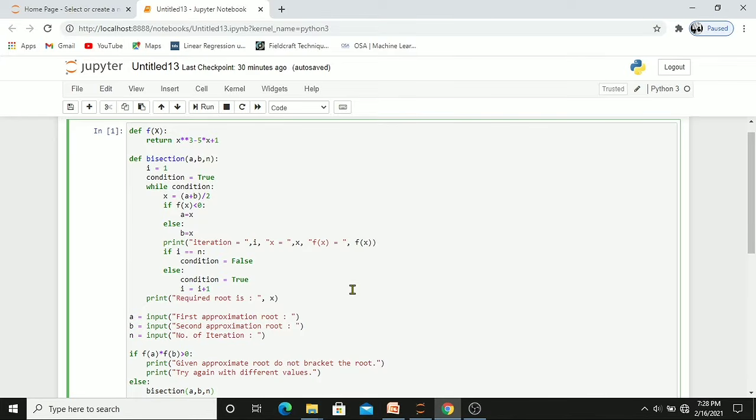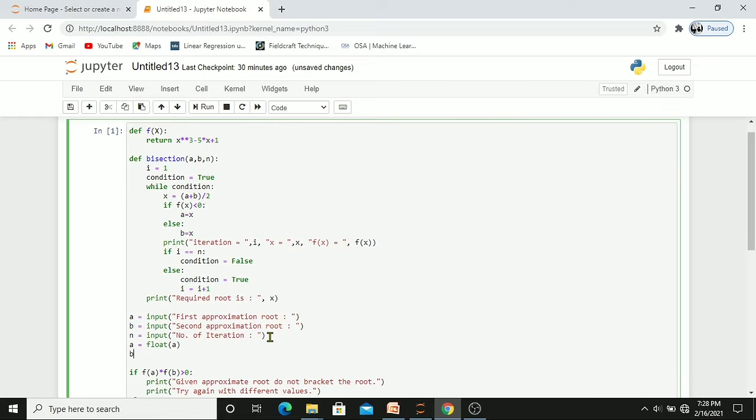Now before going to the execution part, we need to check one more thing, that we have taken the input of a, input of b and input of n. Whatever input we take here will be taken as string type. But we need to do calculations here, right? So we need to change the type. So a will be a float type. You can have the integer type also, but I can use it for 0.5, 0.6 also. That's why I am using the float type.